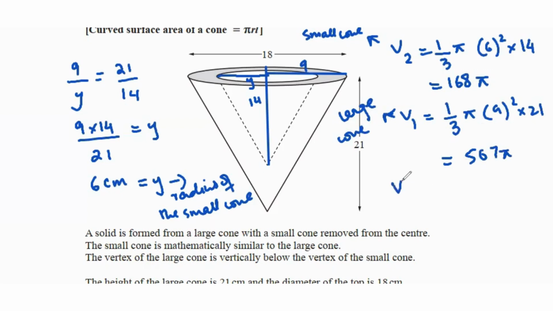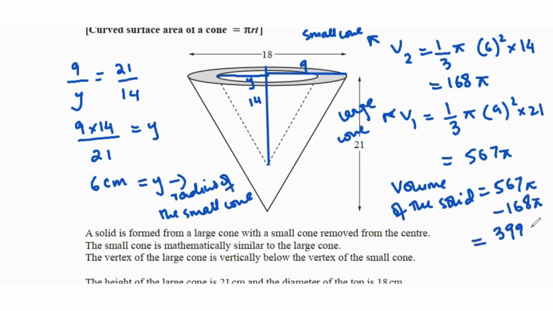So the volume of the solid is the difference of these two, 567 pi minus 168 pi, and that's going to be 399 pi, which is what the question was asking us to show.